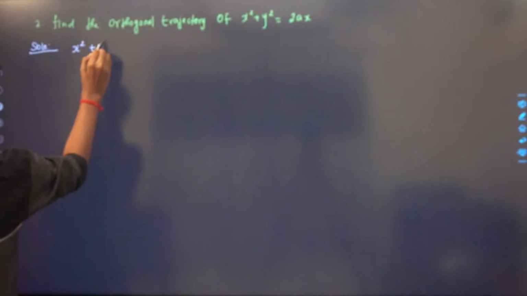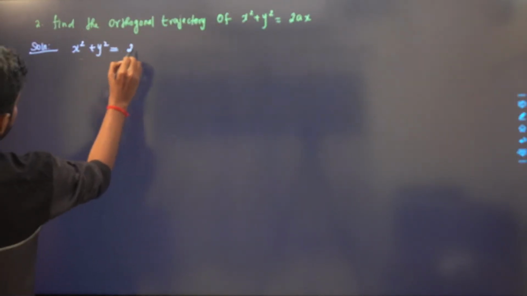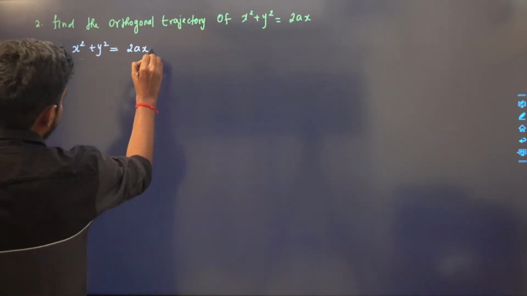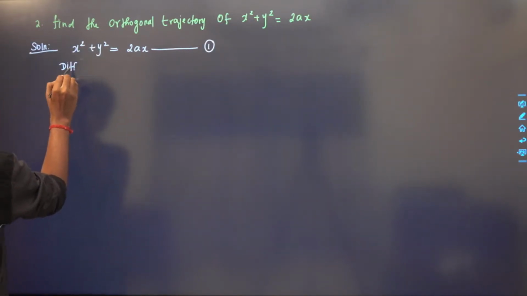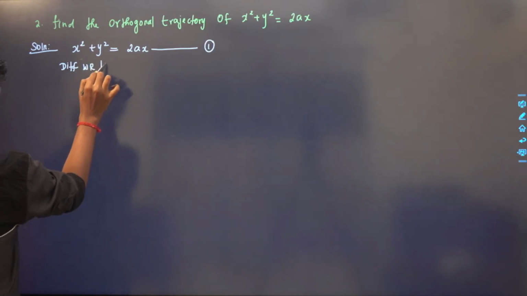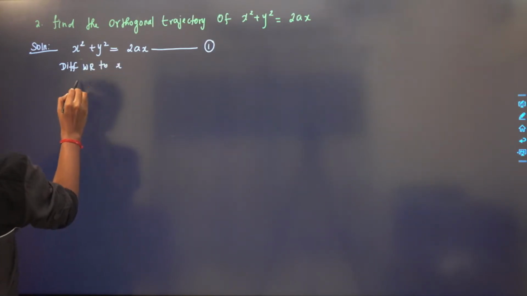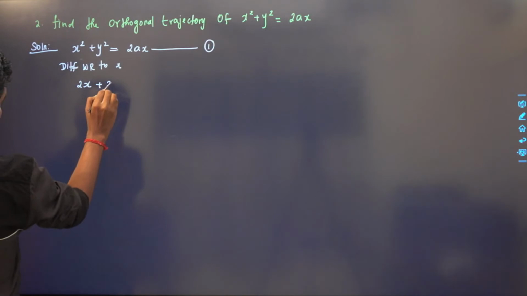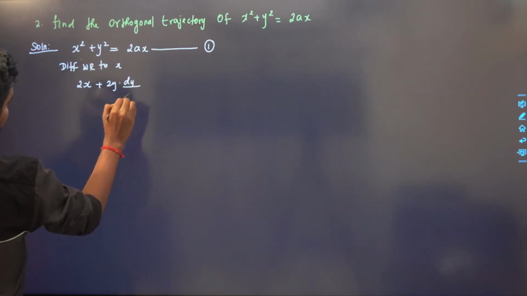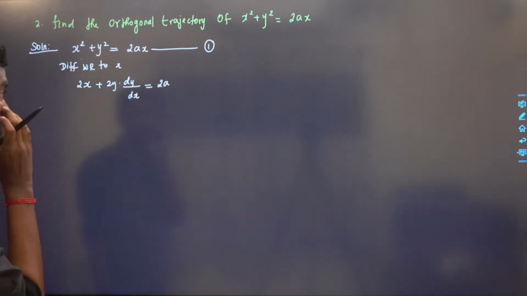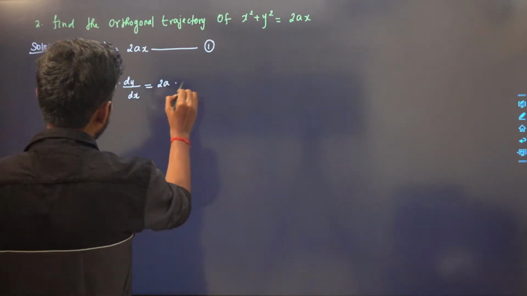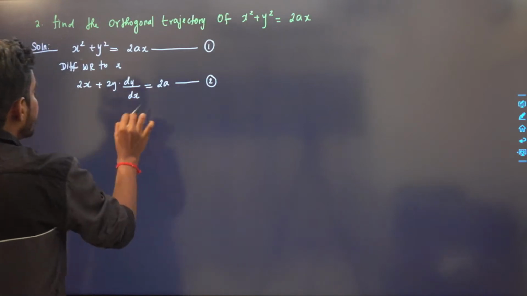So we will have x square plus y square is equal to 2ax, right? Now differentiate with respect to x, and we need to eliminate the parameter. So we will have 2x plus 2y dy by dx is equal to 2a. Now we need to eliminate the parameter, right?